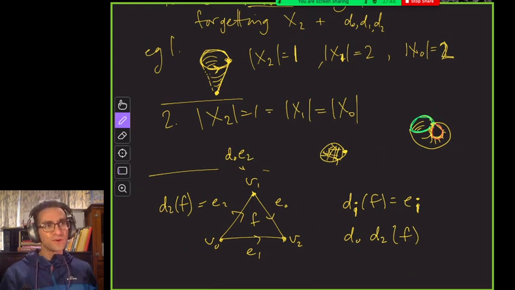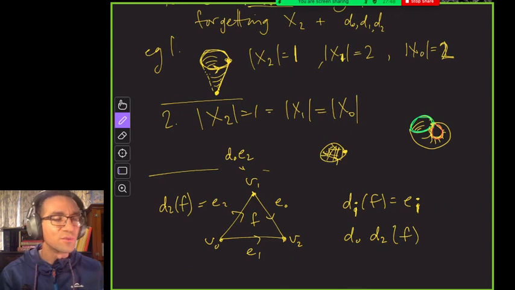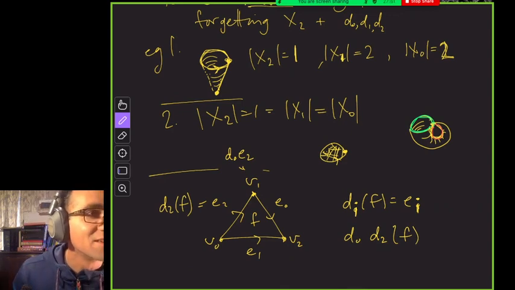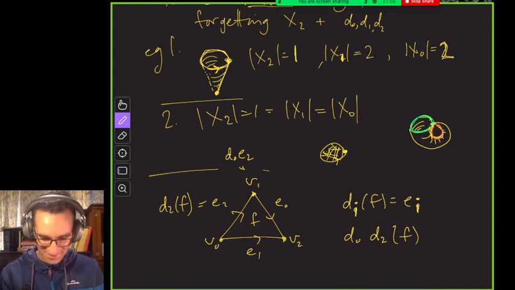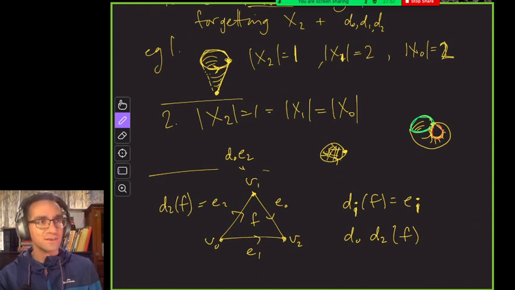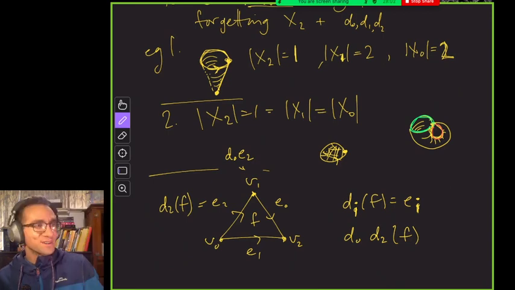Because D0 is, I don't even know what triple covered final edge is. I think I've nerd sniped everyone. That's perfectly fine.